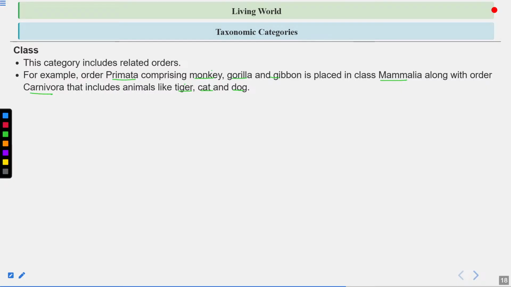So you can see the number of shared characteristics are decreasing. Class Mammalia has other orders also like Rodentia, which includes rodents, then Chiroptera, which includes bats.